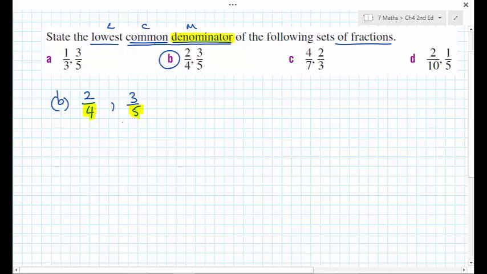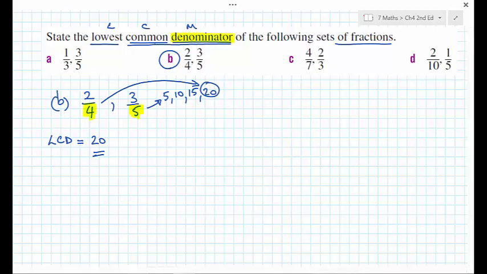So in terms of 4 and 5, I want the lowest common multiple of 4 and 5. Now I simply need to think of, well, with 5, what are my multiples of 5 that I can have? I can have 5, 10, 15, 20, and I know that 20 is also divisible by 4. So my lowest common denominator here is 20. It's something that both 4 and 5 can go into, but I want the lowest number that both 4 and 5 can go into.